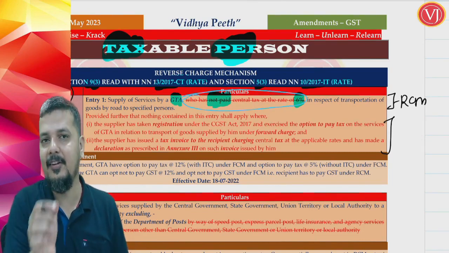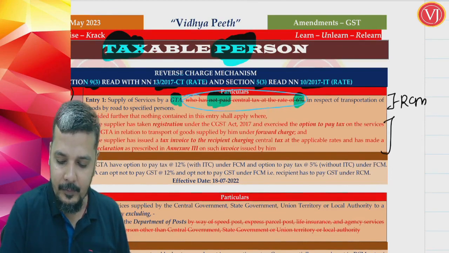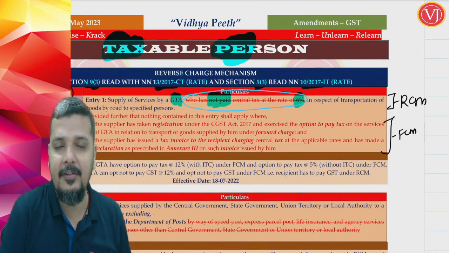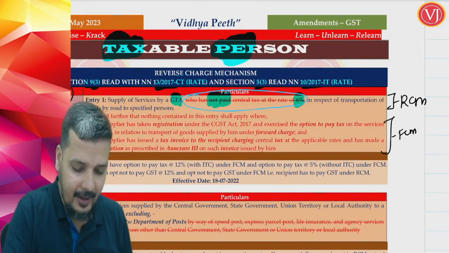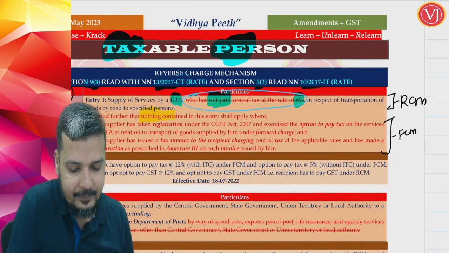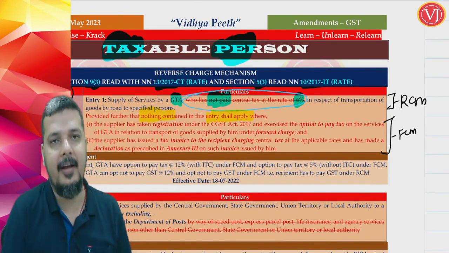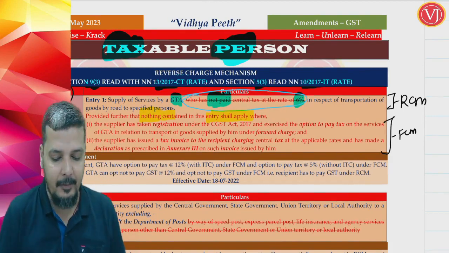So the rate selection by GTA is no more the criteria. Plus they have added a proviso where clearly they have said when FCM will be applicable, when GTA himself will be taxed. So what have they added? They have said that provided further nothing contained in this entry shall apply. When we are discussing the RCM entry and I say that this would not apply, it means that it would be FCM.